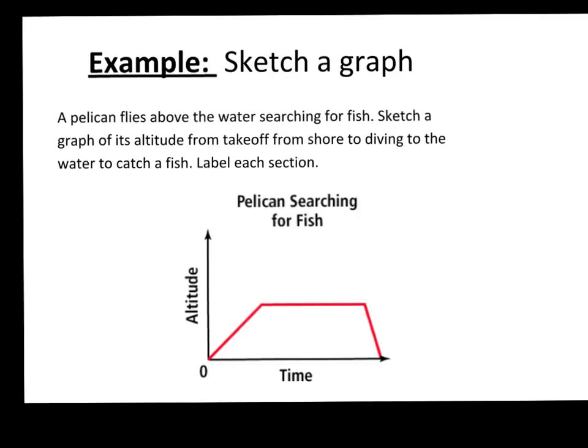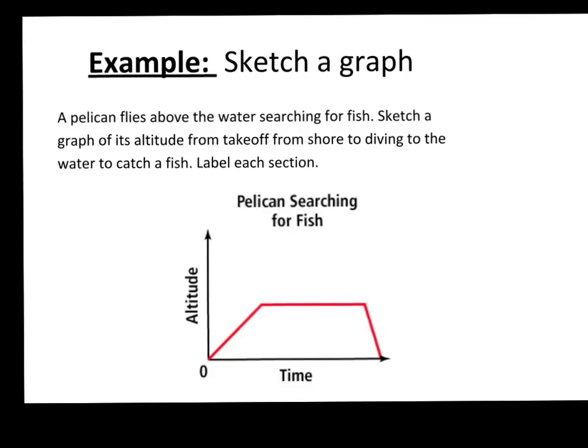As we start to get to the sketching of a graph, it's important to be able to articulate what's happening in each piece of the graph. So a pelican flies above the water searching for fish. Sketch a graph of its altitude from takeoff from shore to diving to the water to catch a fish, and then label each section. So the very first part of our graph here, we're starting at 0. That would be the takeoff from shore, and then we're increasing. So that bird is getting higher and higher in the air, and then it's going to stay the same altitude, and then it's going to drop off and end up at 0 again.